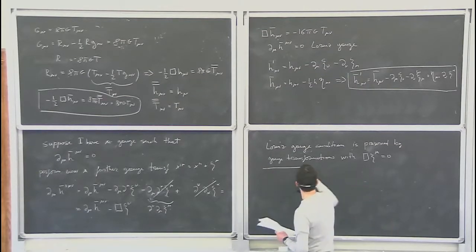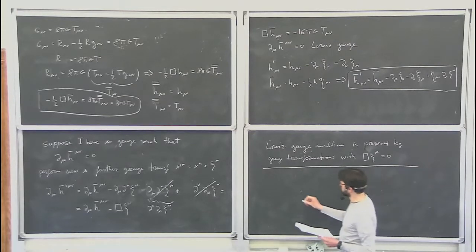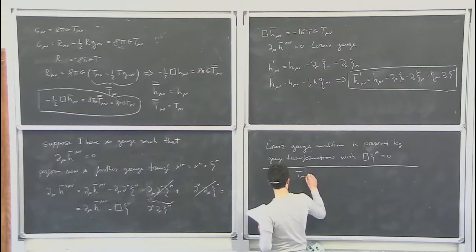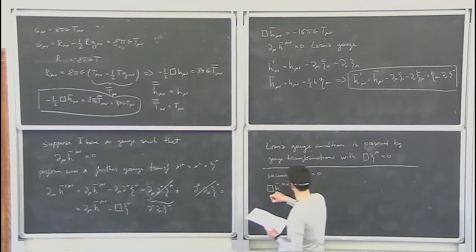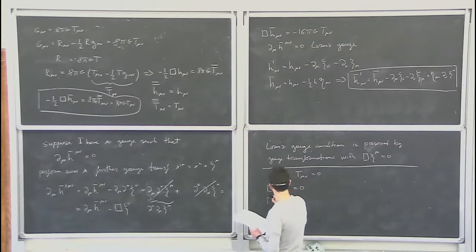So at this point, I want to put myself in vacuum. So vacuum, that is T_μν = 0. So my perturbed Einstein equations will become simply a homogeneous wave equation of this kind: box of h̄_μν = 0. And I still have this residual gauge freedom to play with.